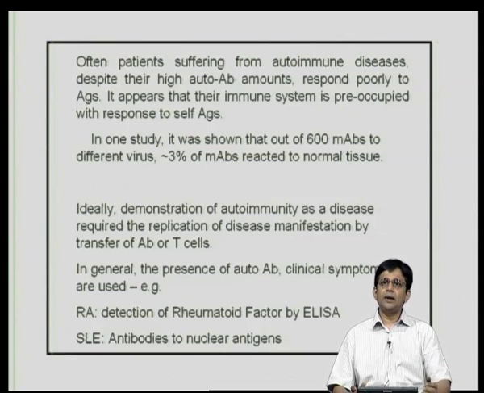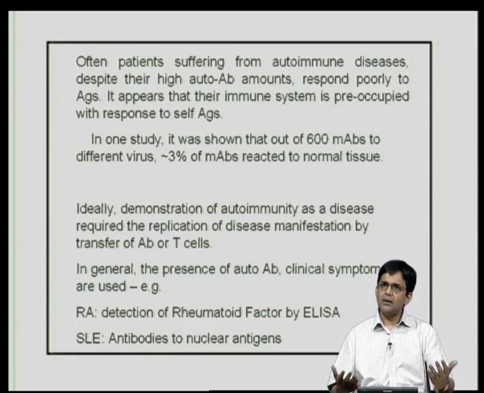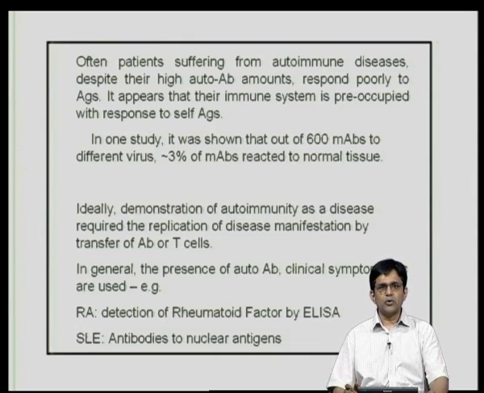So, how does one determine whether a person is suffering from autoimmune disease? Usually, in terms of theoretical scenarios, it would require replication of the disease manifestation by transfer of a particular antibody or transfer of T cells. But in general, the presence of an autoantibody, as for example rheumatoid factor in case of arthritis, or clinical symptoms, lesions in the brain, etc., are taken as diagnostic measures.